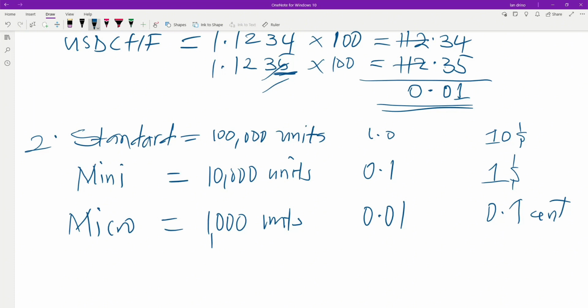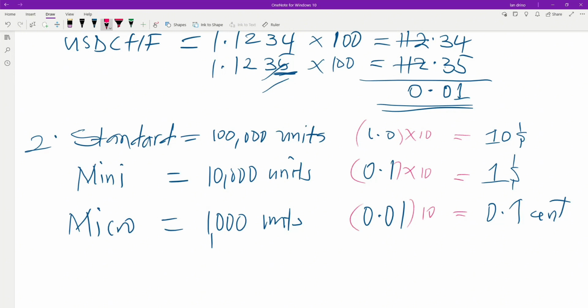This is a short way. If you do not want to go through all the calculations, what you simply do is multiply these values by 10. If you multiply this by 10, it's going to give you $10. If you multiply this by 10, it's going to give you $1. If you multiply this by 10, it's going to give you this value, which is 0.1 cent. I hope this is clear.